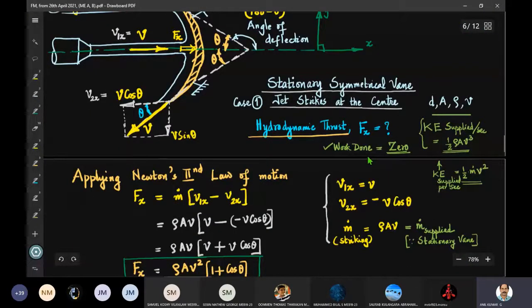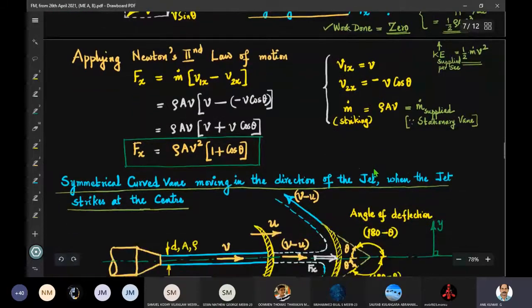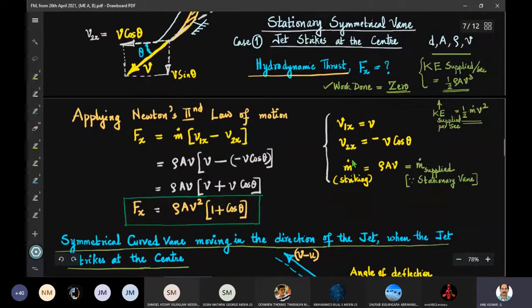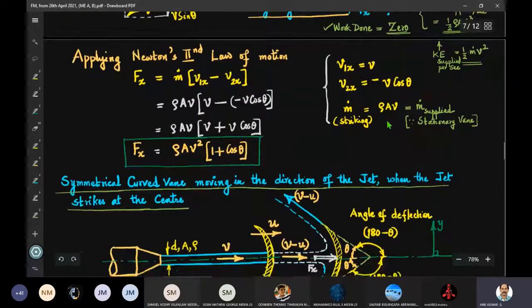Because work done per second by the jet on the plate is given by hydrodynamic thrust multiplied by velocity of the plate, Fx into u. So please understand these expressions carefully. Fx into u is the rate of work done, in fact, because you are multiplying not by the distance, but displacement per second. That is the velocity of the plate.